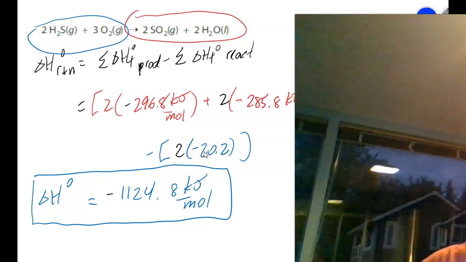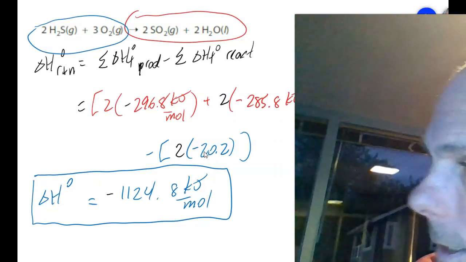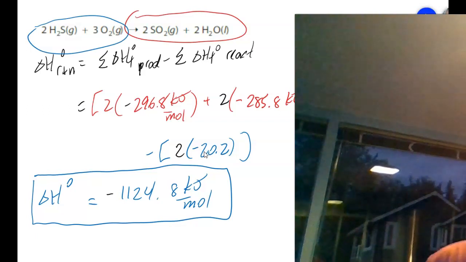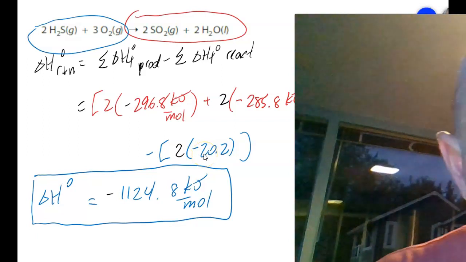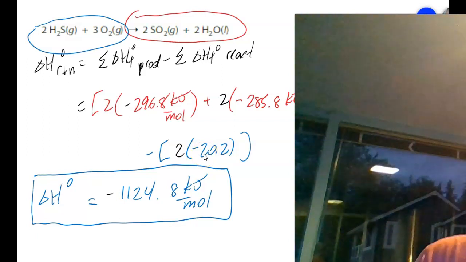And then again, oxygen is an element already in its standard state. Oxygen is diatomic, and it's a gas. So its heat of formation is 0. We don't need to bring it in. And the grand total is negative 1124.8 kilojoules per mole. Highly exothermic reaction, the combustion or oxidation of hydrogen sulfide gas into sulfur dioxide and liquid water.